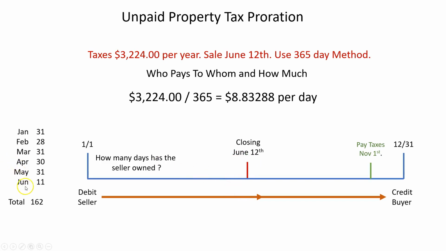So here you see June, they only use 11 days. Be careful of that, because if you're one day more, there won't be 162, it'll be 163, and this figure will be just $8 more, and it'll be one of the wrong answers. And in this case, it's debit the seller, credit the buyer.